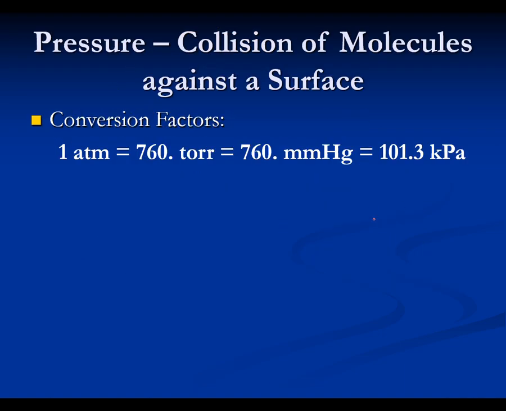Pressure. Collision of molecules against the surface. Okay. 1 atm, that's atmospheres, is equal to 760 torr after Torricelli, which is equal to 660 millimeters of mercury, which is equal to 101.3 kPa.